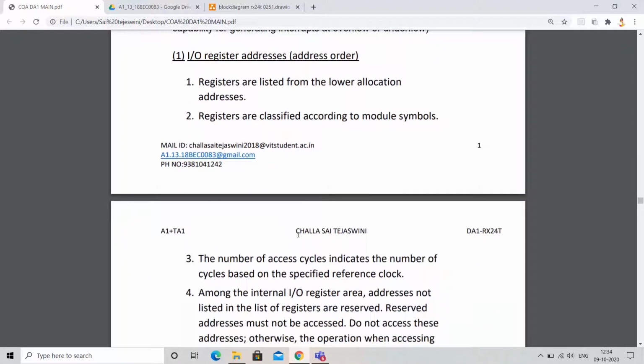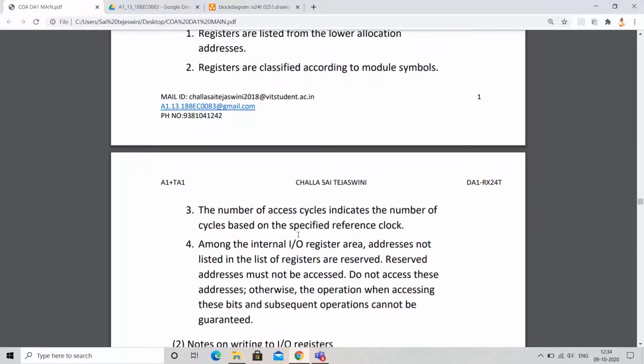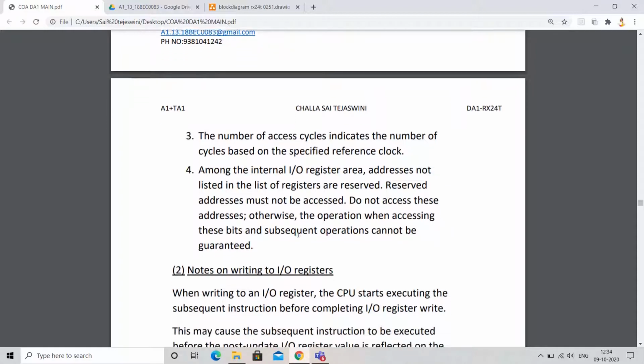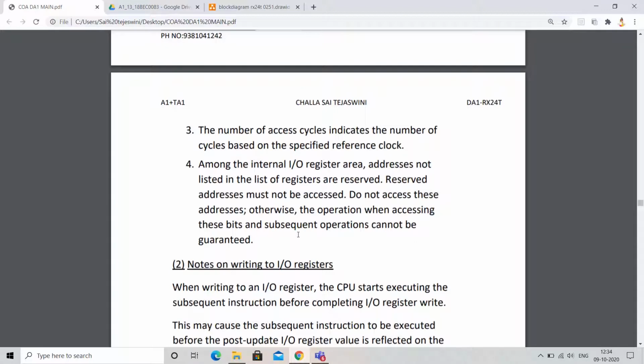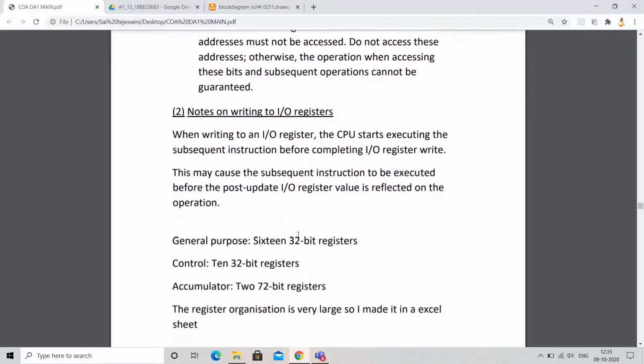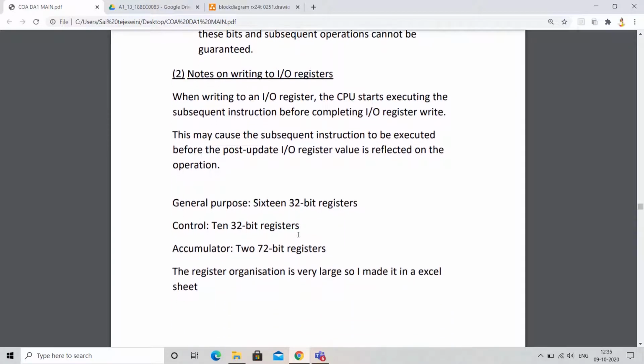The number of access cycles indicates the number of cycles based on the specified reference clock. Among the internal input-output register areas, addresses not listed in the list of registers are reserved. Reserved addresses must not be accessed. Do not access these addresses, otherwise the operation when accessing these bits and subsequent operation cannot be guaranteed. These are some important points on writing input-output registers.